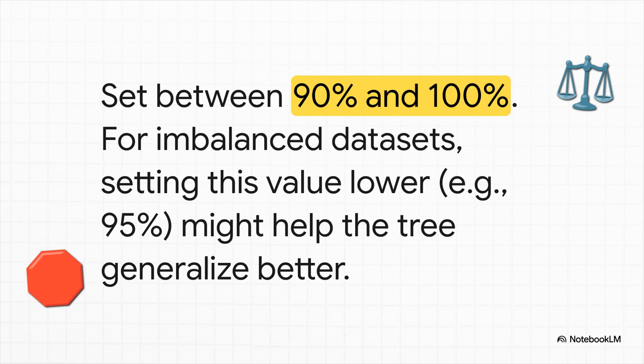But here's a really important pro tip. If your data is what we call imbalanced, like if you have 950 no answers and only 50 yes answers, setting this percentage a little lower can actually help the model generalize better. It forces it to look a little harder for those patterns that identify that much rarer yes group.